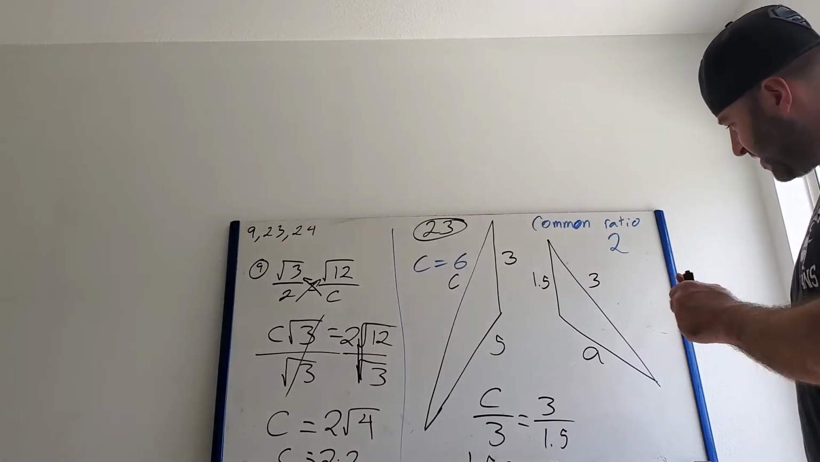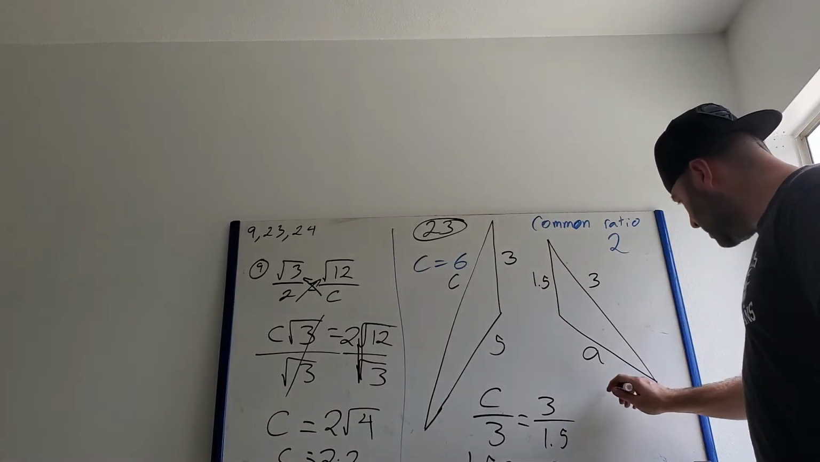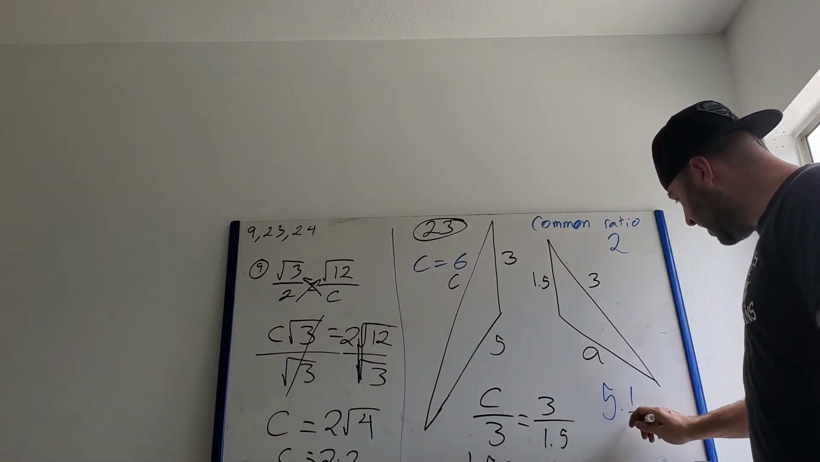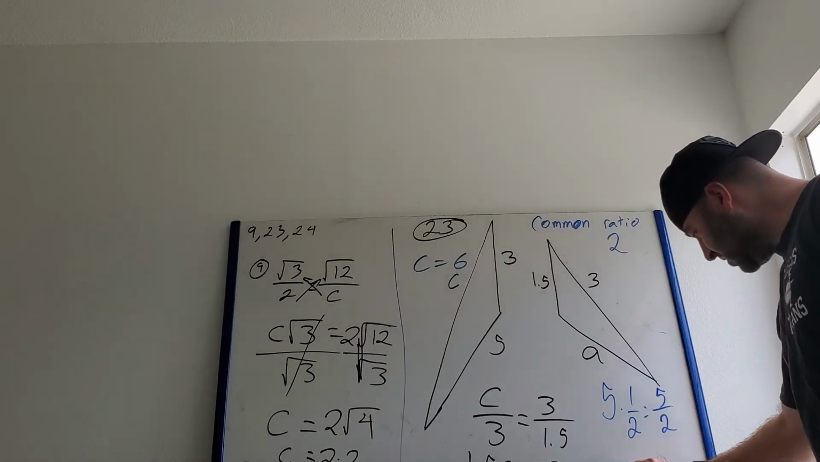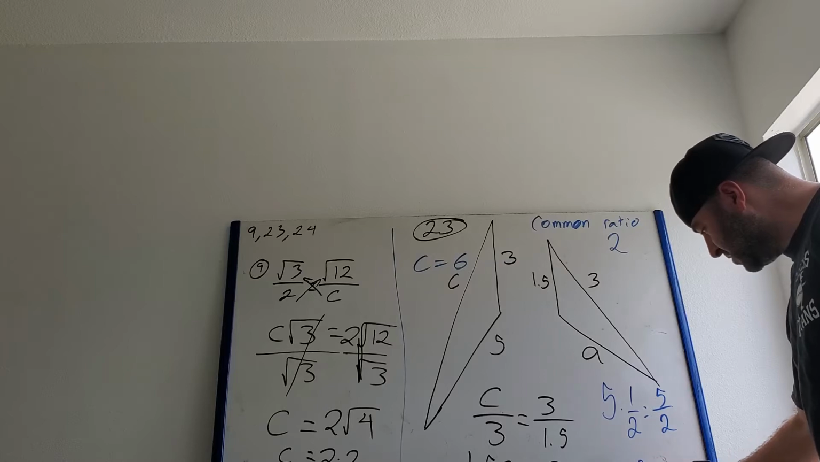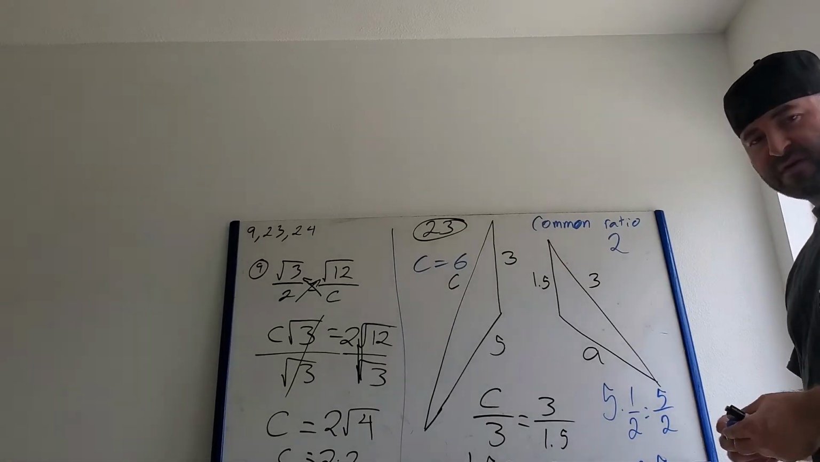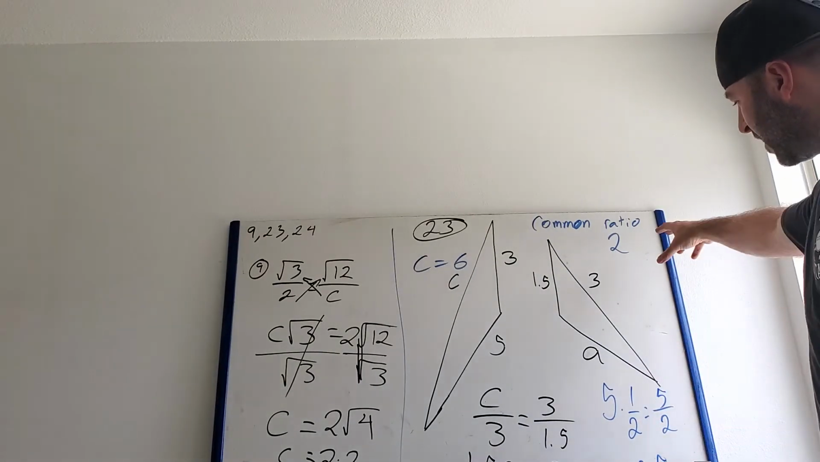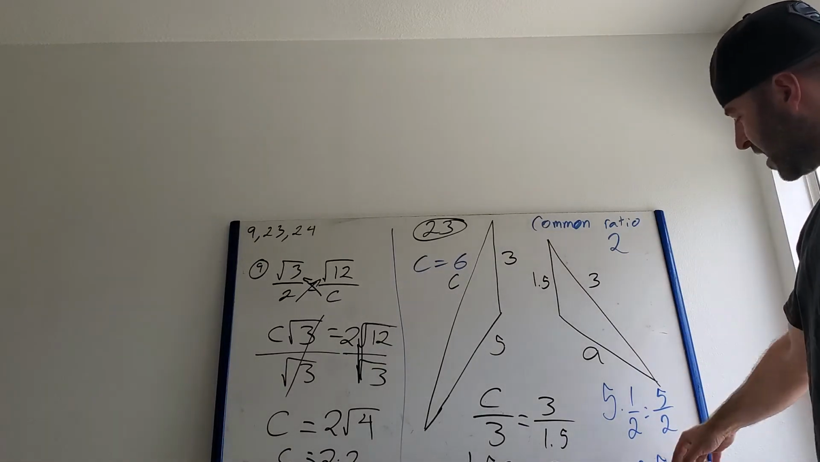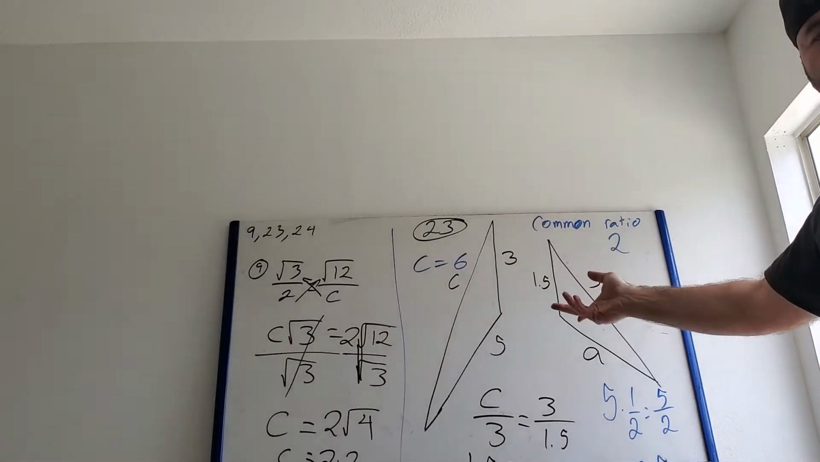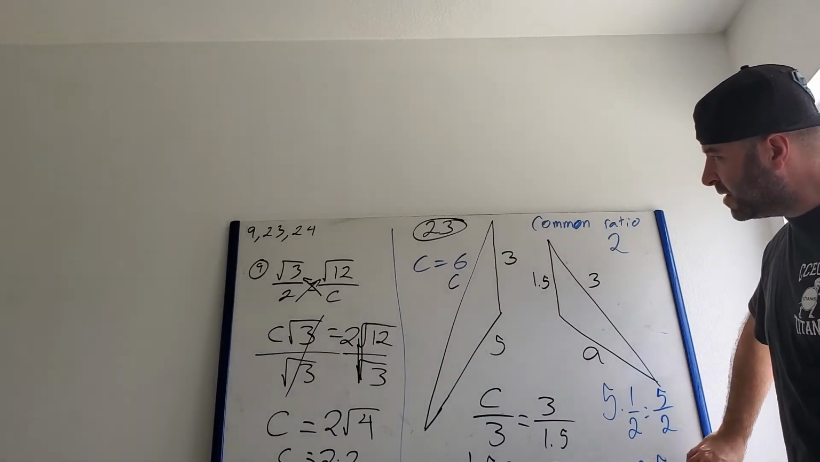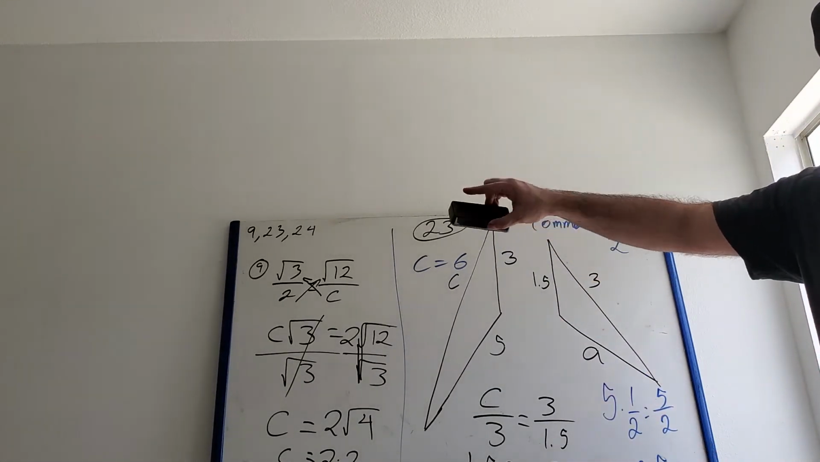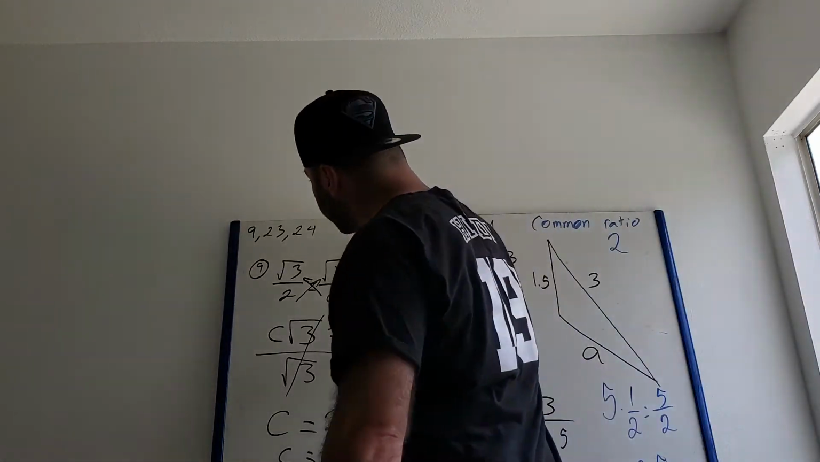And so 5 times 1/2 gives you 5/2. So A is equal to 2.5. And that's kind of the way that you can solve using the common ratio, is when you see that pattern that's going on, you can set that up. Okay? So now I'm going to move on to the last question that was asked, number 24.